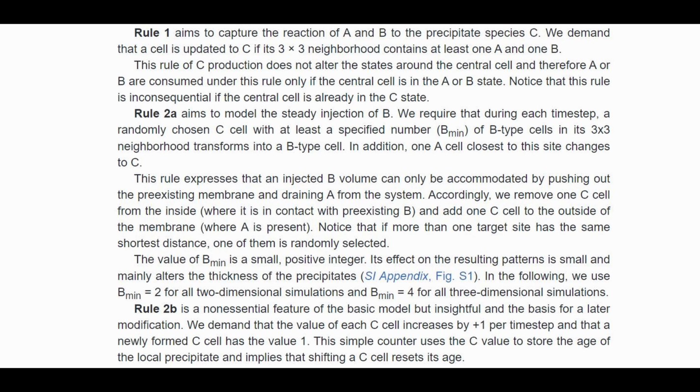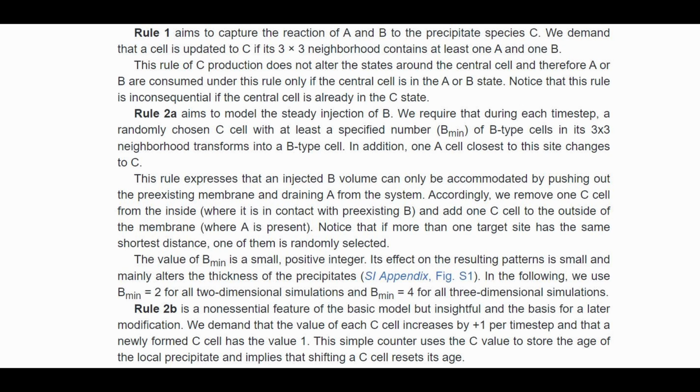Rule 2a. Reactant injection and membrane expansion. During each time step, a precipitate cell C with a certain number of neighboring B cells is randomly selected and converted into B. Simultaneously, a nearby A cell is converted into a new C cell. This simulates the injection of reactant B and the outward growth of the precipitate membrane.